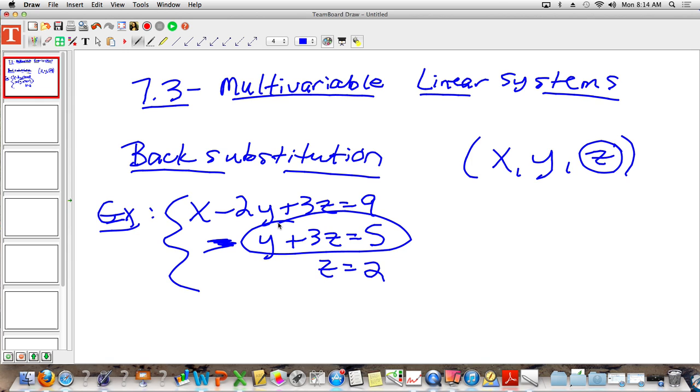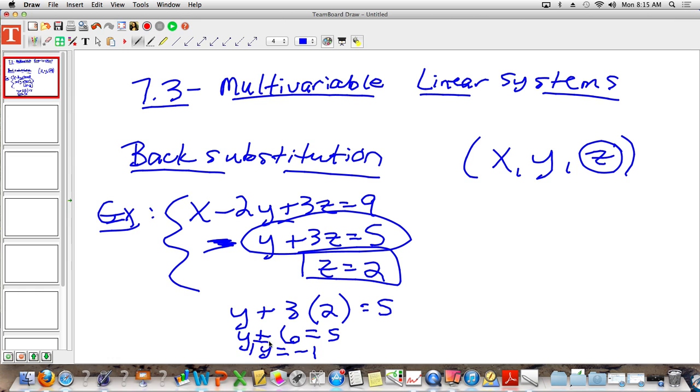So what I'm going to do is y plus 3 times the z value, which is 2, is equal to 5. So we have y plus 6 is equal to 5, which means y, what is y, you guys? Negative 1. Subtract 6 from the other side, you're going to get negative 1. All right, so we have a z value. We know our z value is equal to 2. Now we know our y value is equal to negative 1.